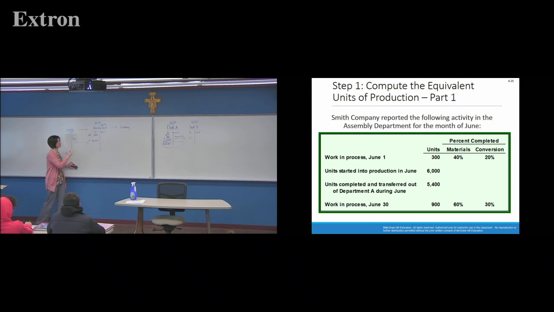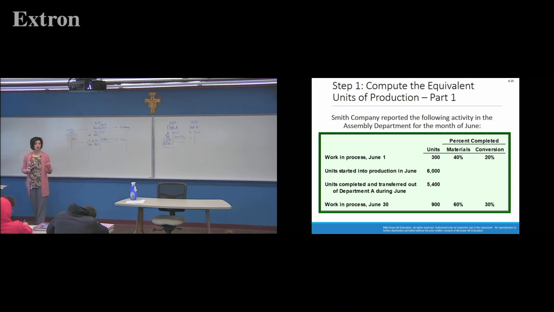All right. So then it says units completed and transferred out of the assembly department. Remember, this is a plus, this is a minus, so transferred out means we're subtracting them out. It gives us that number, 5,400. Where are they transferred out to? Transferred out to the finishing department, so they end up over here, right? Our focus is this right here, but it's helpful to think about what comes before and what comes after. So when I do the math, 6,300 minus 5,400 gives me that work in process June 30 of 900.